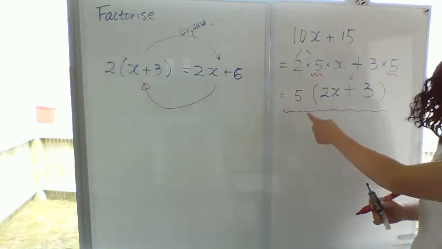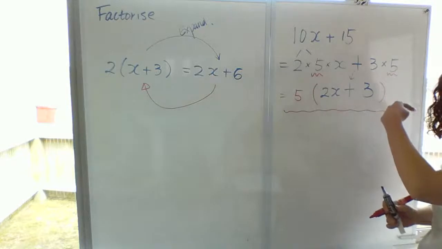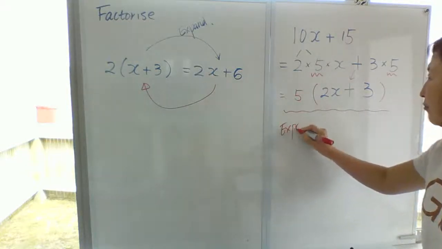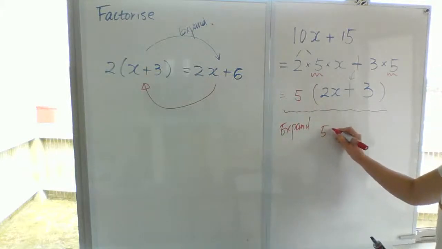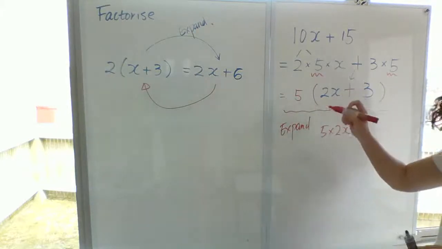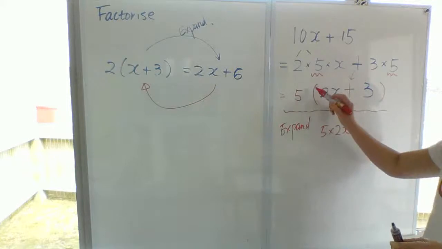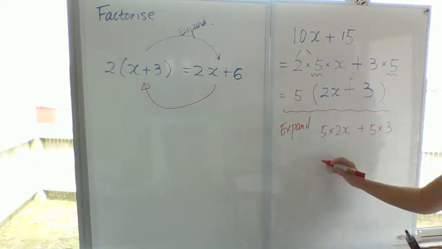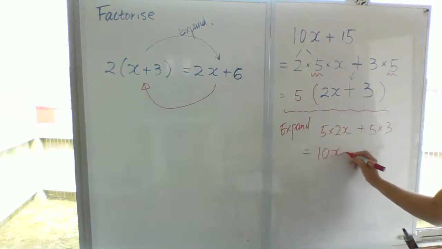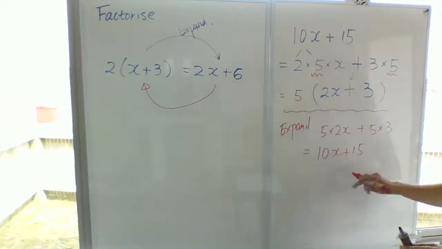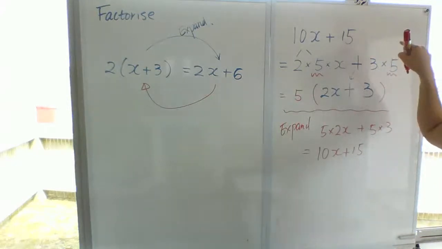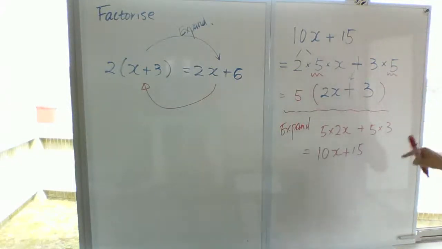How do you check whether you are correct or not? You can actually expand it again. If you expand it, you will get 5 times 2x. Remember yesterday I mentioned about the eyebrow. So 5 times by 2x and plus 5 times by 3. So that will give us 10x plus 15, which is exactly same as the question that we started. That's how you check your answer is correct or not.